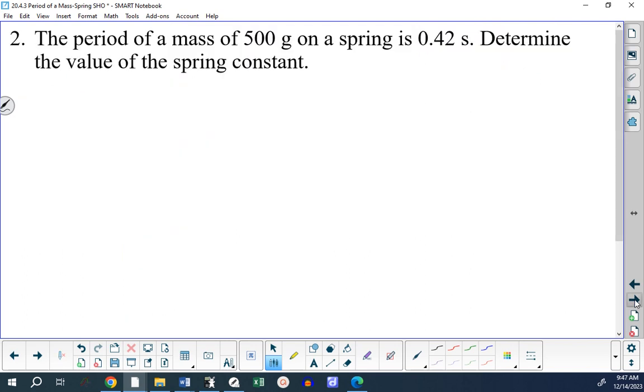All right, let's take a look at number 2. The period of a mass, it happens to be a 500-gram mass again. Can you double check the numbers, that they're the same on your handout? Okay, they are. Is 0.42 seconds. What's the value of the spring constant? Well, all we're going to do is put the numbers into our formula.